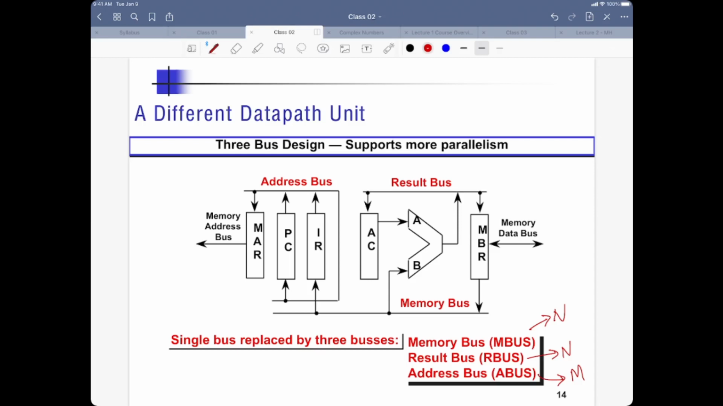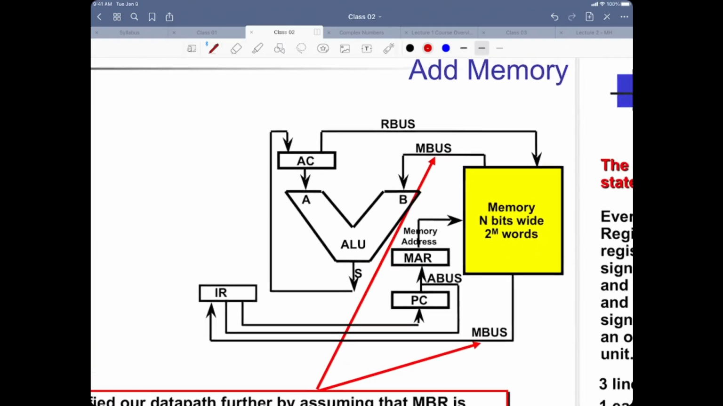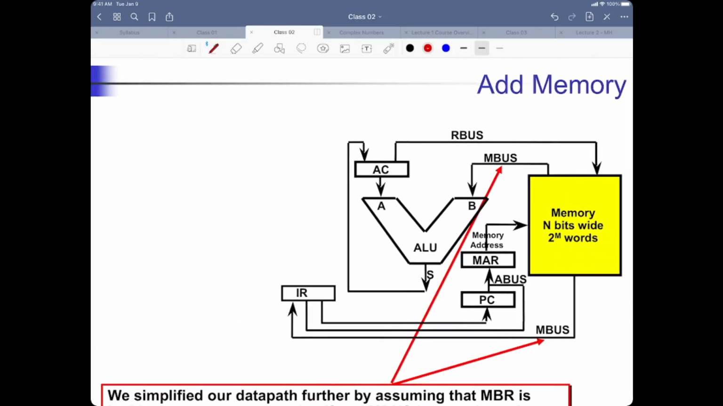All right, next. We are going to add memory now to all of this. Program counter, where is it? Right here. Memory address register, memory, instruction register, accumulator, ALU A, ALU. Wherever you see M bus, that's your memory bus, A bus for address bus, and R bus for result bus.